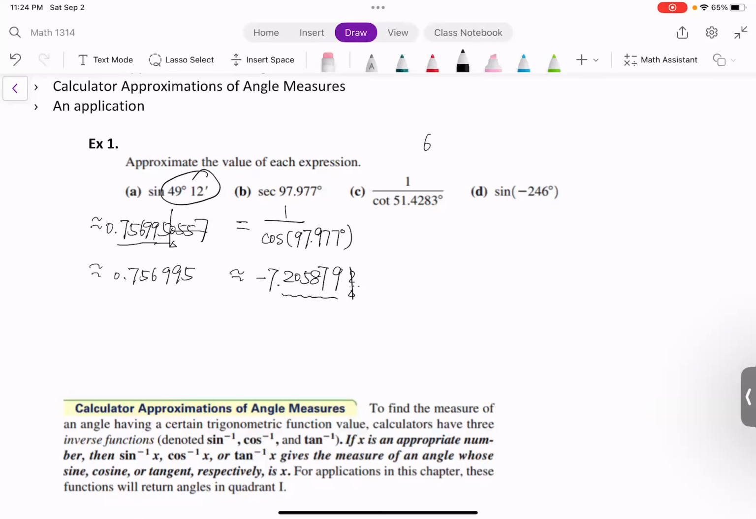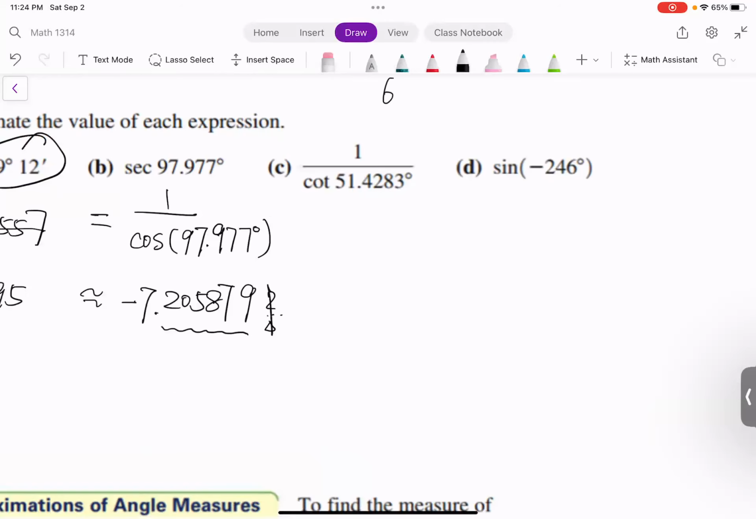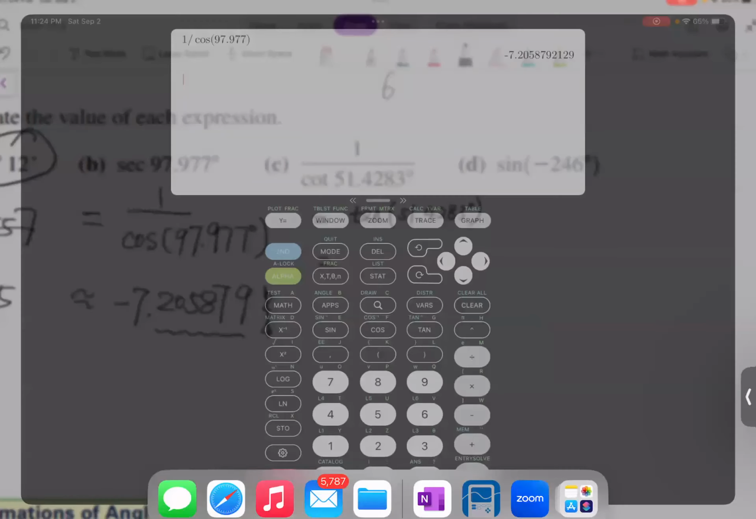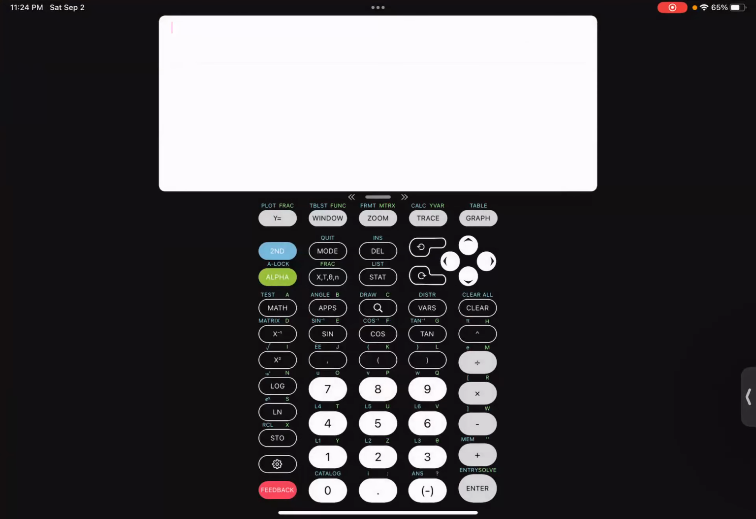How about the next one? Make it bigger. What is 1 over cotangent of some number? 1 over cotangent is tangent. So I just want to find the tangent of 51.4283 degrees. Things will be very simple because our calculator has a tangent. It doesn't have a cotangent. So let's find what the tangent is.